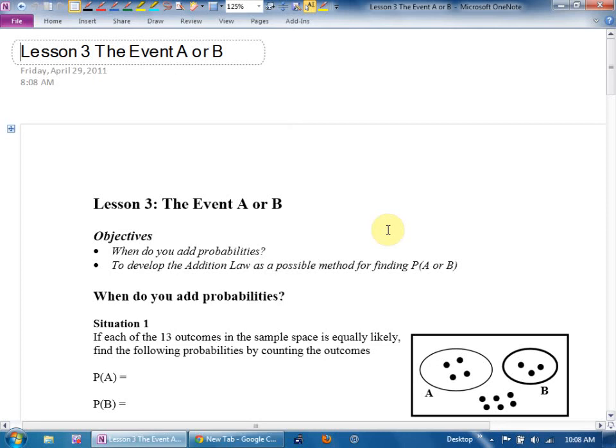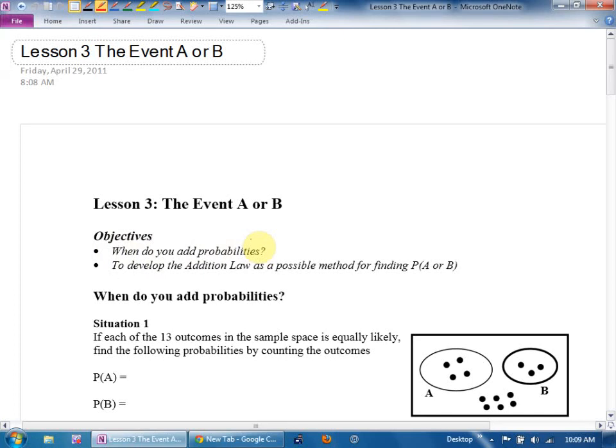So today, lesson three, we're going to talk about the concept of "or." What I mean by that is we're going to ask ourselves, what if the question says, what are the odds of this or that happening? And as a subheading, you may see under objectives, it says, when do you add probabilities? If you want a shorthand way to remember that, or means add.